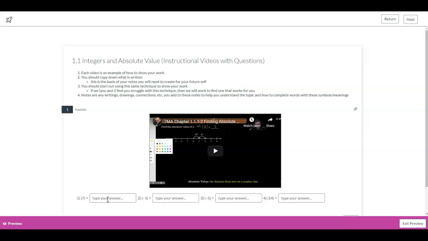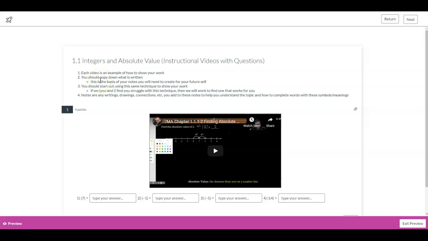But for an example like we have here for absolute value, what the student would click on first is the assignment, which only gives me the student preview because I'm in a non-published course. So I can't go all the way back, but it would have a day with an assignment listed for that day. They would click on it and get to here. It would have 1.1 Integers and Absolute Value and tell them this is the instructional videos with questions. It gives them a little bit of instruction. Each video is an example of how to show your work.